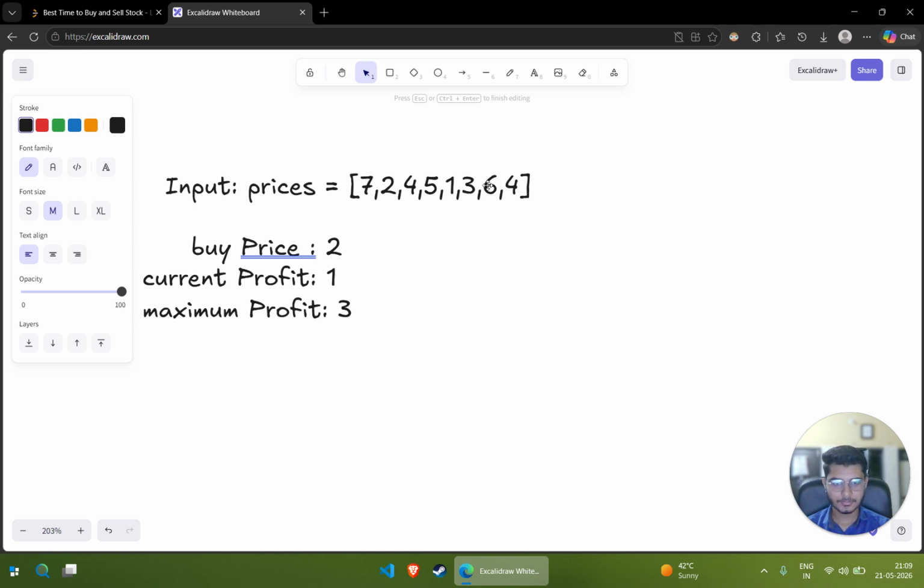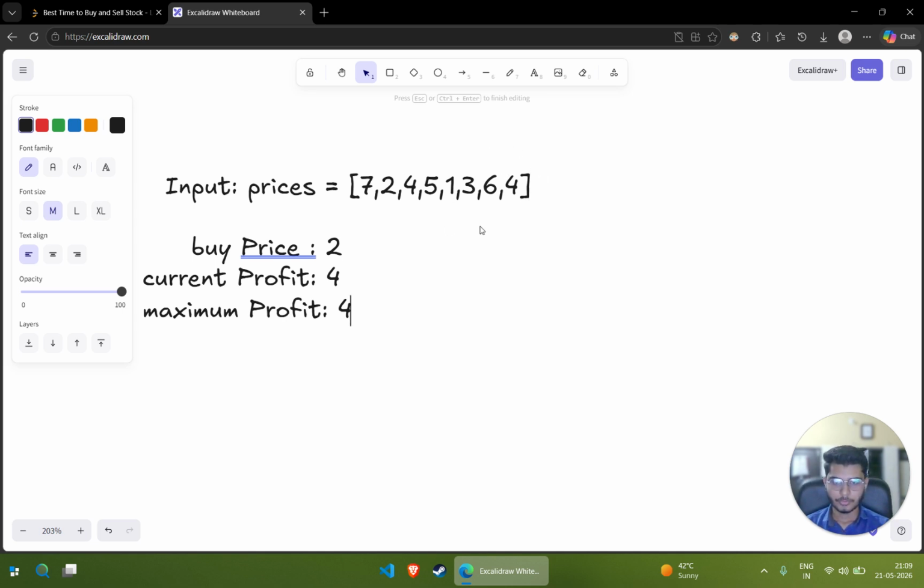And as for the 6, when we move to the 6, we still do not update the buying price because it is not lower, and the current profit will be 6 minus 2, which is 4. As you can see, the current profit is greater than the maximum profit, so we will replace the maximum profit with the current profit.